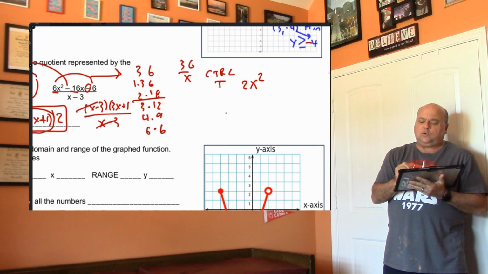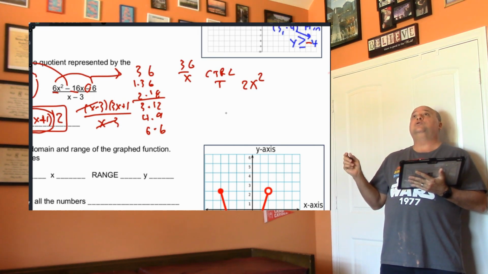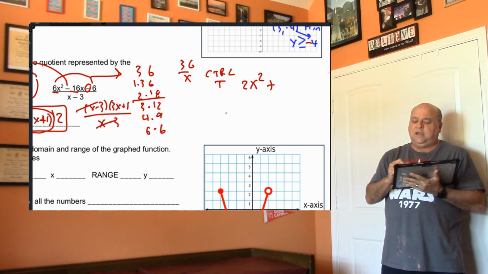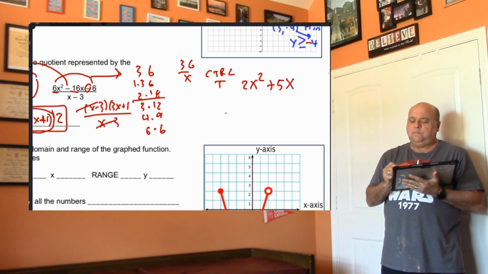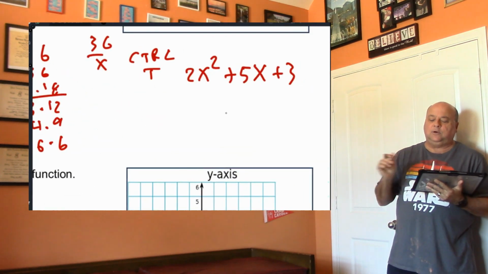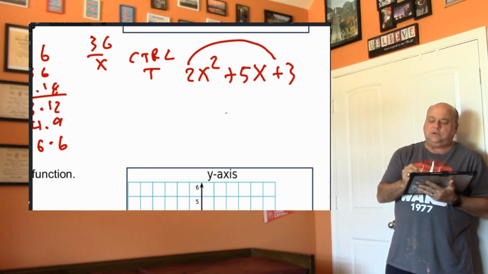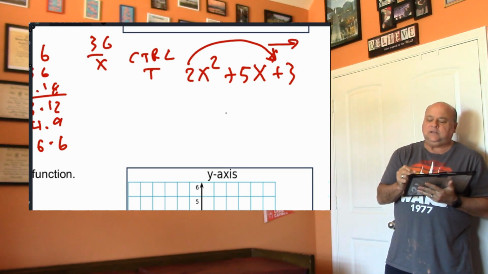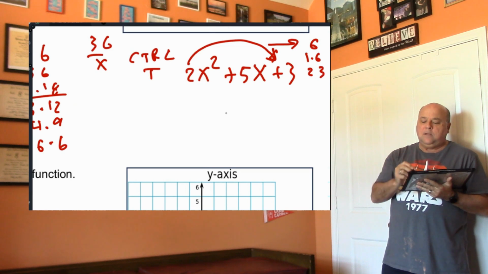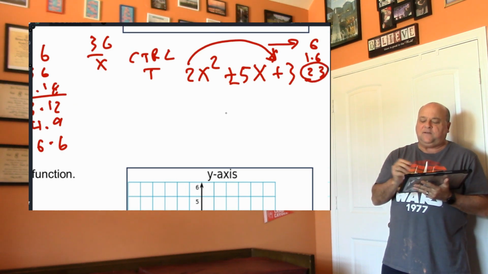Let's do 2x squared. I'm making one up, so I hope it works. 2x plus 1 and x plus 3. Plus 5x, and then plus 3. So let's do this one. And all we're going to do is factor it, okay? So I need to do 2 times 3, and I'm going to get 6. The factors of 6 are 1 and 6 and 2 and 3. The 2 and the 3 add up to the 5, don't they?